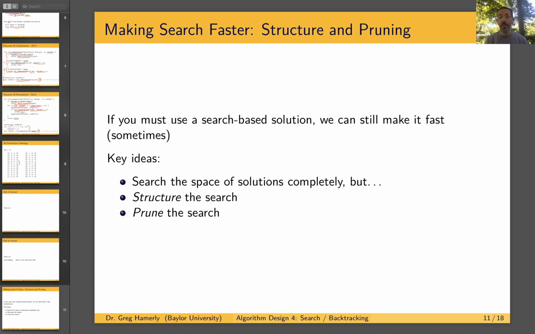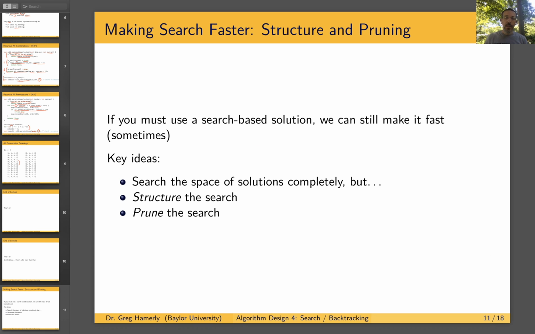In particular, how to make things faster. So the 2 key ideas I want to talk about for making these algorithms run faster, because as I said, if you just do the code that we've talked about so far, it's going to be slow because it's going to go through all possible combinations, permutations, or whatever. But you might be able to make it much, much, much faster if you pay attention to the structure of the problem.